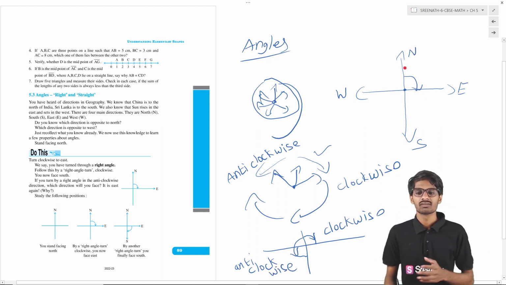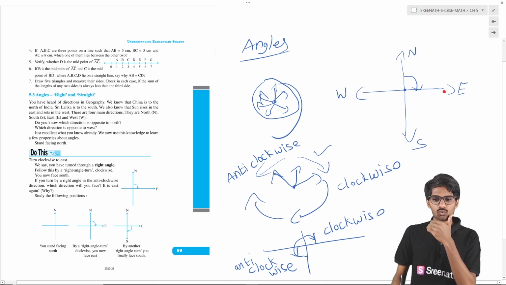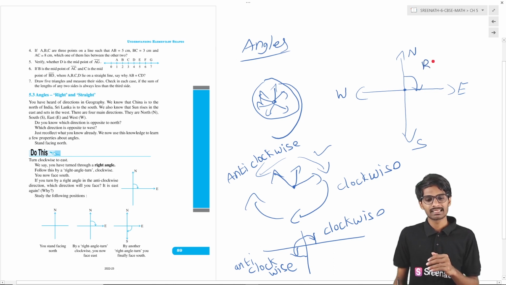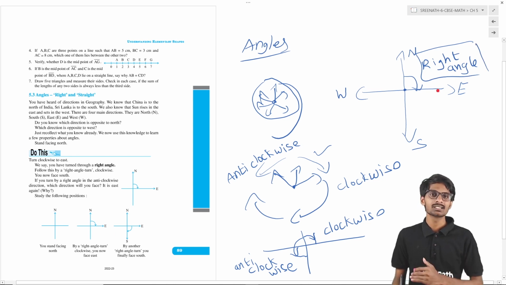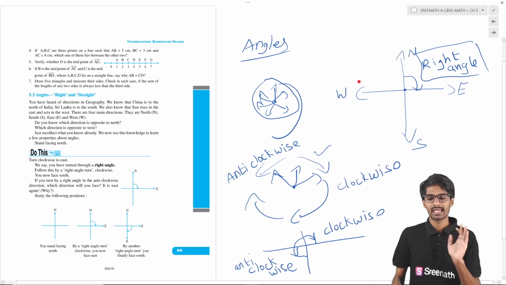So after that, where you are facing towards north, you have turned towards the east in the clockwise direction. So now we are facing towards the east. Now we say you have turned through a right angle. What is a right angle? How much angle you have turned means it is a right angle.